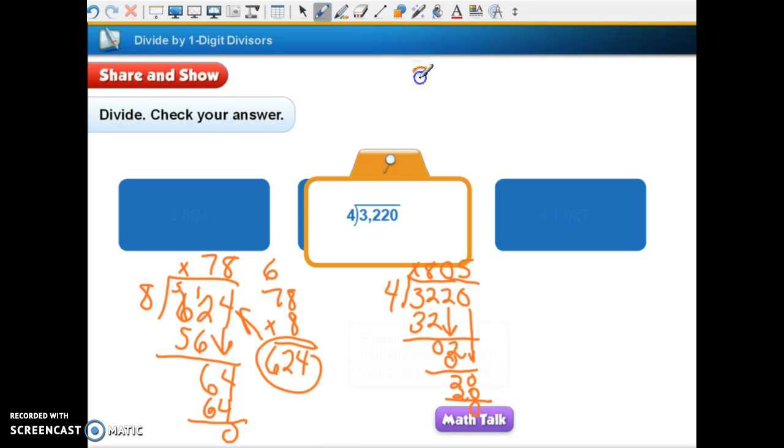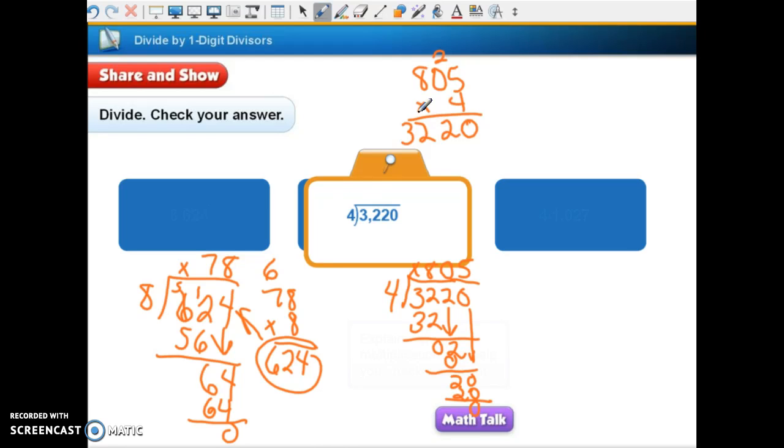So we're going to take our quotient times our divisor. 5 times 4 is? Regroup the 2. 4 times 0 is? 0. Plus 2 is? And 4 times 8 is? 32. Is this product the same as our dividend? Yes. All right.